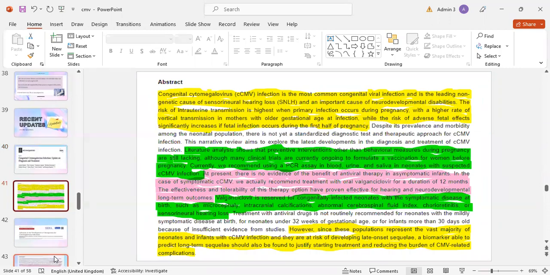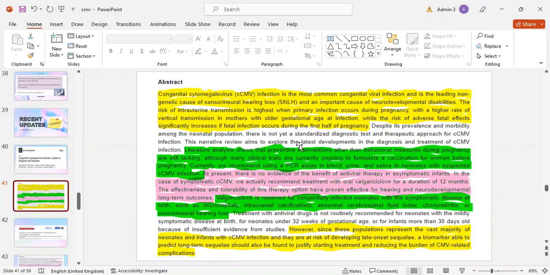Congenital cytomegalovirus infection is the most common congenital viral infection, the leading non-genetic cause of sensorineural hearing loss, and an important cause of neurodevelopmental disabilities. The risk of intrauterine transmission is highest when the primary infection occurs during pregnancy, with a higher rate of vertical transmission in mothers with older gestational age at infection, while the risk of adverse fetal effects significantly increases if the fetal infection occurs during the first half of pregnancy.